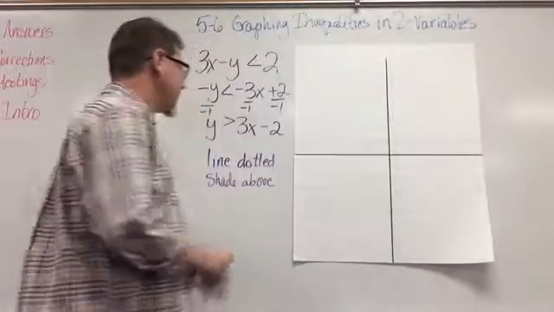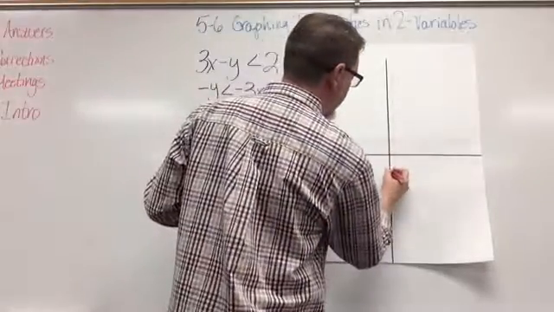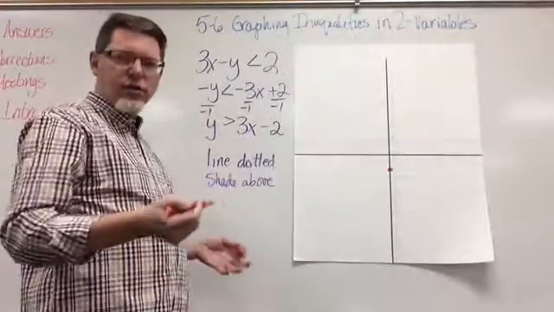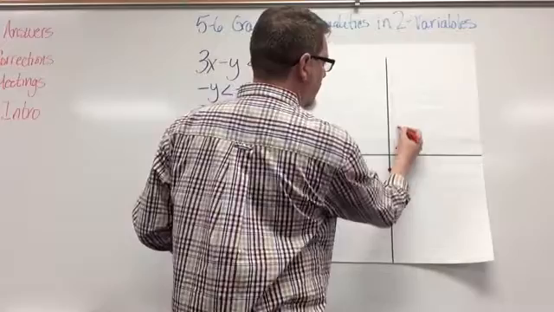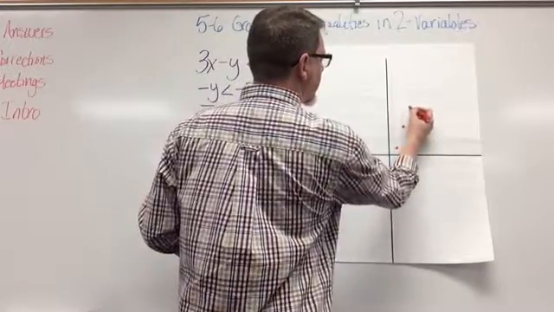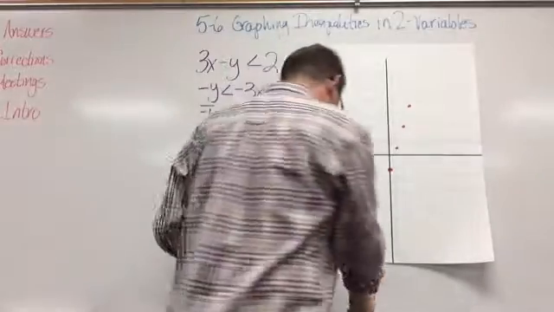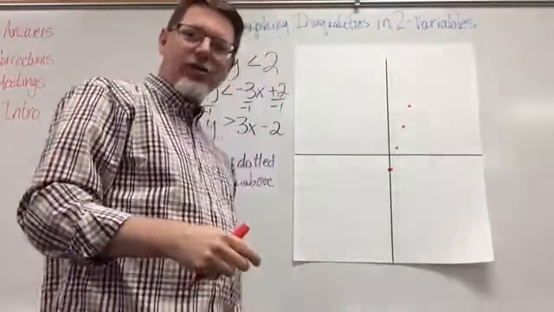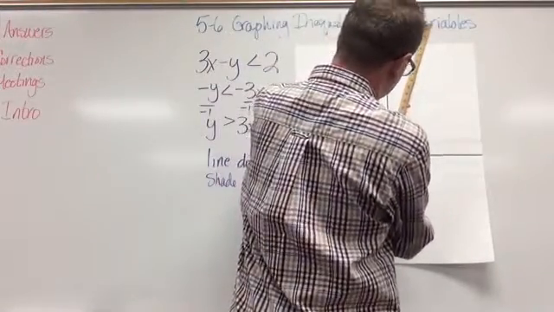So now let's do this. I'm going to find my y-intercept first, which is negative 2. So I plot the negative 2. And then I have a slope of 3, or 3 over 1. So I go up 3 to the right 1, up 3 to the right 1, up 3 to the right 1. And there's my line. Need to draw it. Here's where you've got to remember, it's got to be a dashed or dotted line because there's no or equal to.